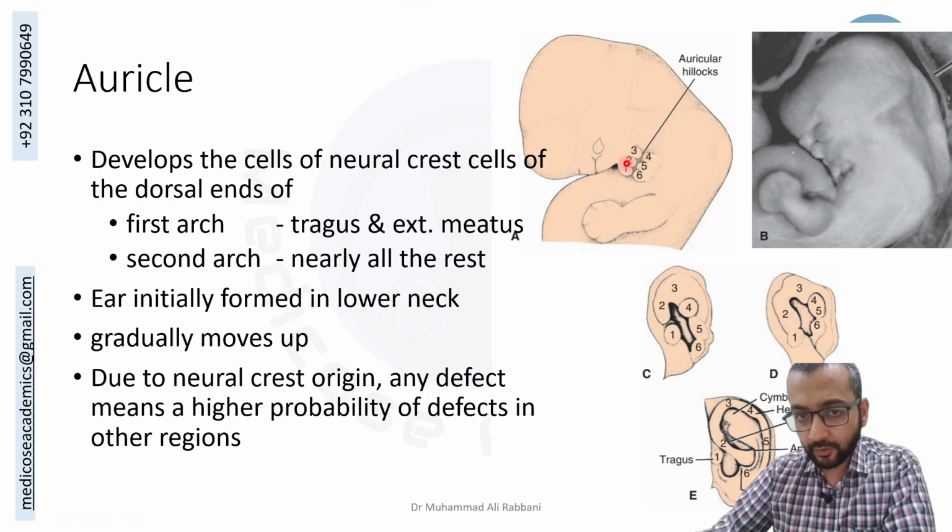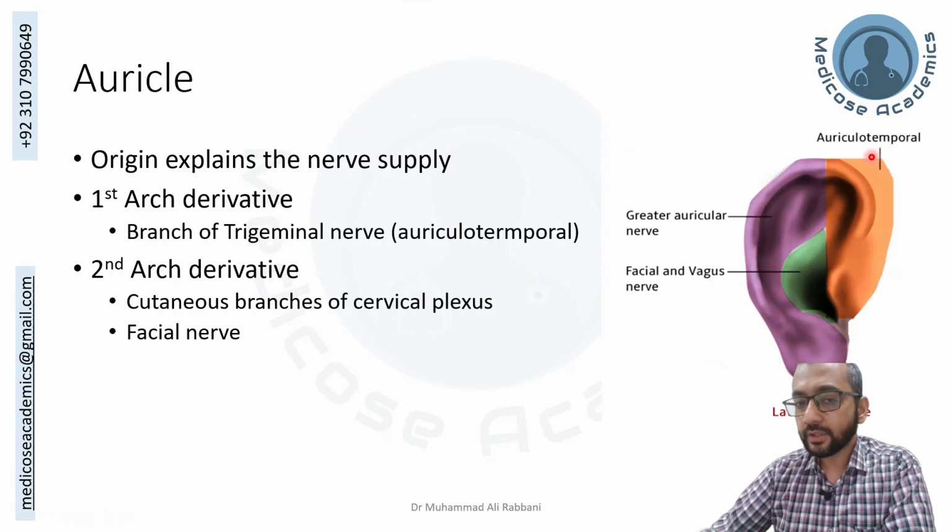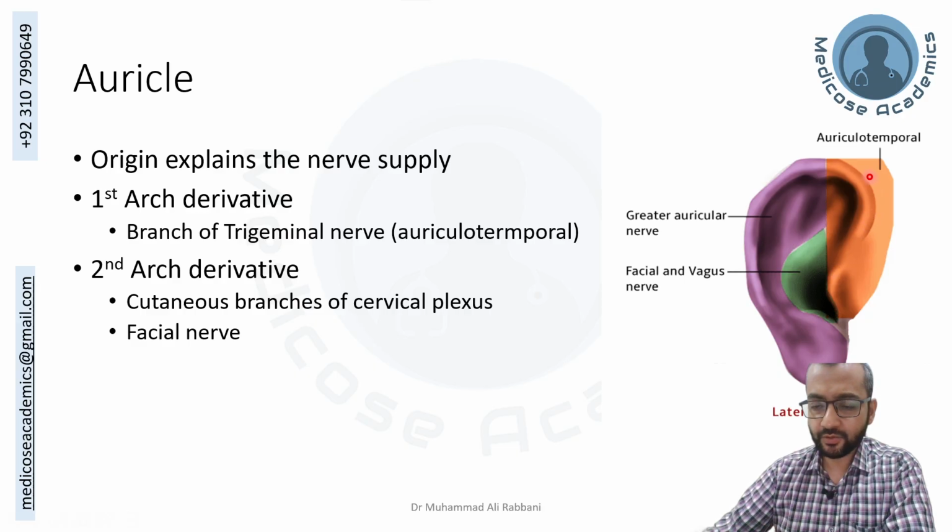And as you can see, from the first arch the anterior part, the tragus and the anterior part of the concha, is formed, and the posterior part, the major part of the helix, antihelix, and antitragus, are all majorly formed from the second arch, and that explains the innervation. The anterior part is majorly supplied by the auriculotemporal nerve, and the posterior part has some supply by the facial and vagus nerves, but is supplied mostly by branches of the cervical plexus. The first arch derivatives are supplied by the trigeminal nerve.